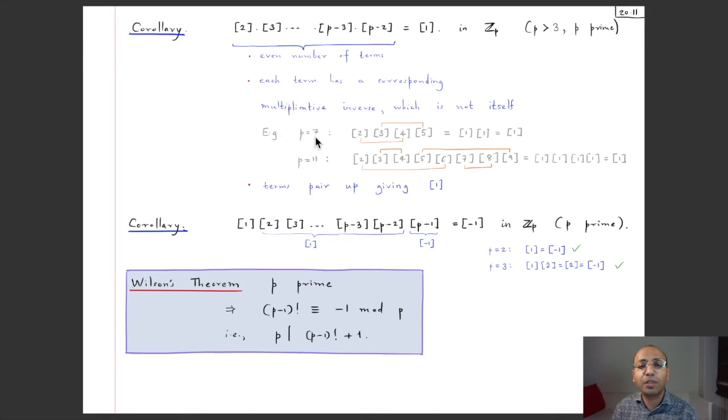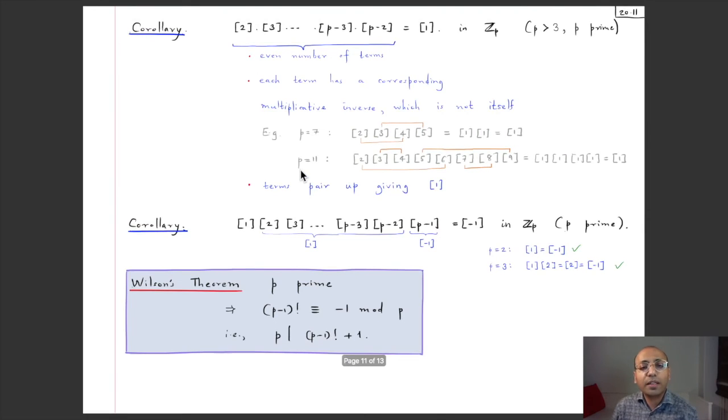If P is the prime number 7, then this product has these 4 terms, and the terms pair up like this. So the equivalence class 2 has as its multiplicative inverse the equivalence class containing 4. Indeed, the product of 2 and 4 is 8, which is 7 plus 1, and so the product of these two is the equivalence class containing 1. Similarly, the product of 3 and 5 will be 15, which is 14 plus 1, and so this element serves as the multiplicative inverse of 3. And so the product of these 4 elements is really the product of these two and the product of these two. In each case, you get the identity element, and the product of these two is equal to 1.